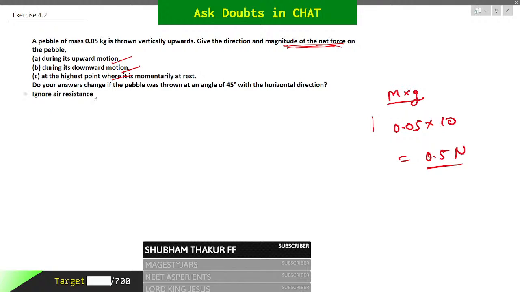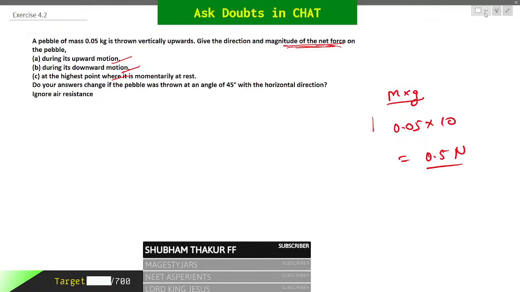Do your answers change if the pebble was thrown at an angle of 45 degrees with the horizontal direction? Ignore air resistance. Again, once the throwing agent has detached from the body, it comes under the influence of gravity, so there is no change in the magnitude of the net force, and the answer would be the same.